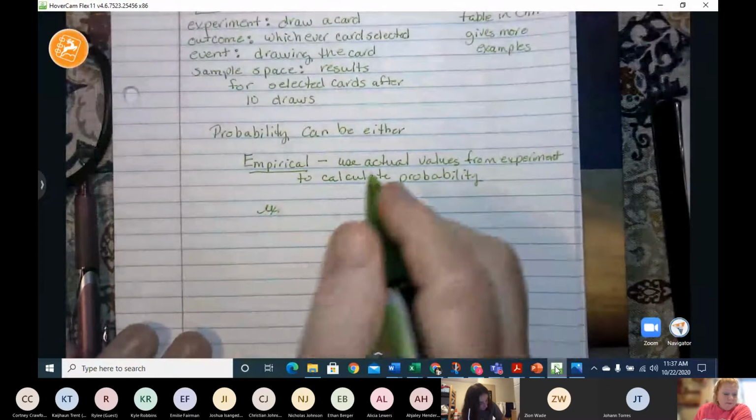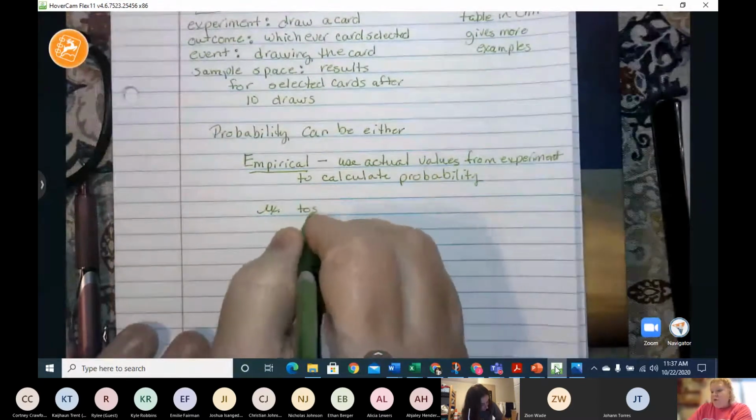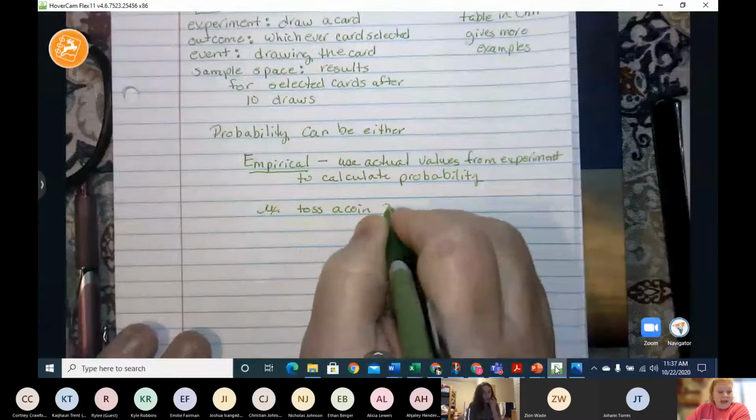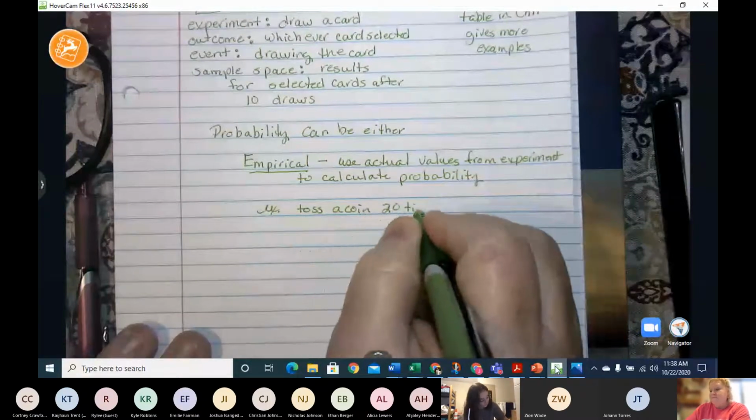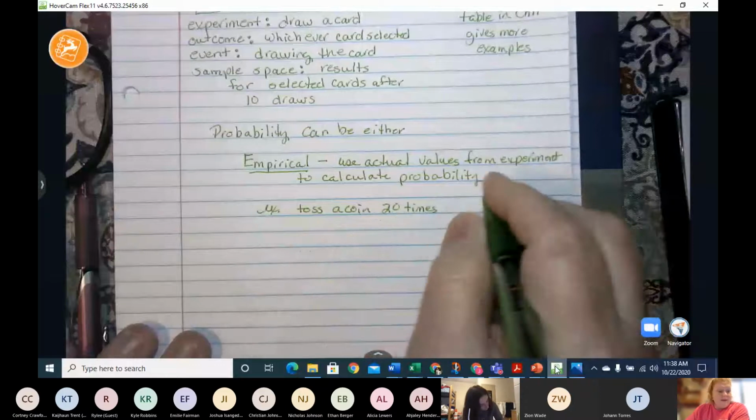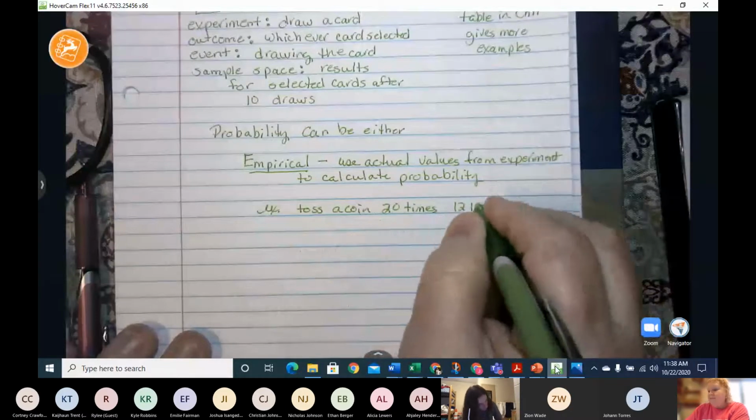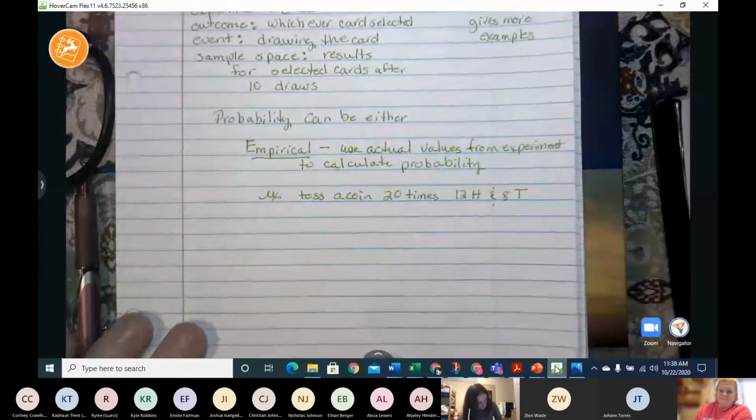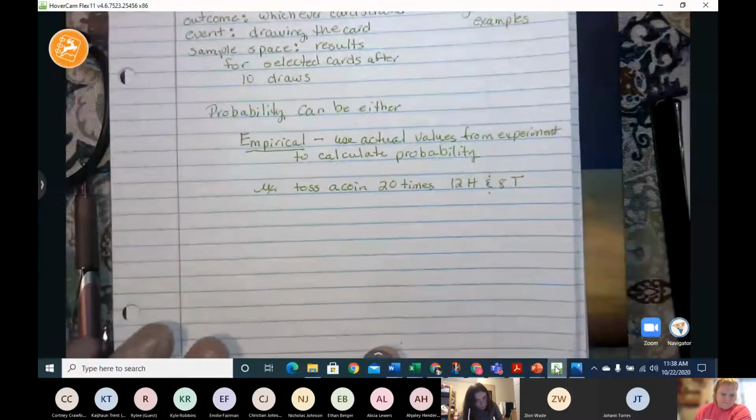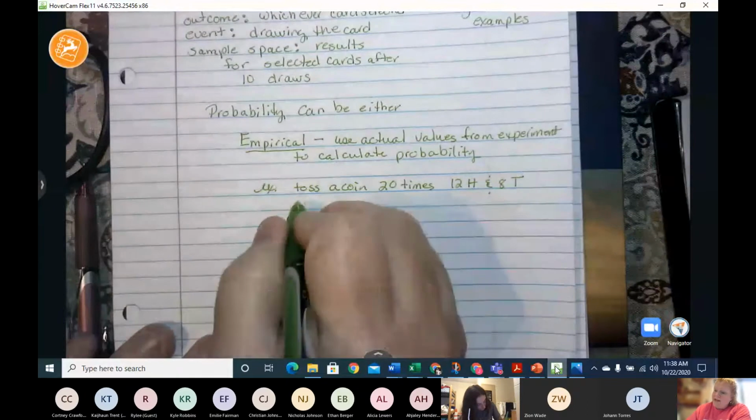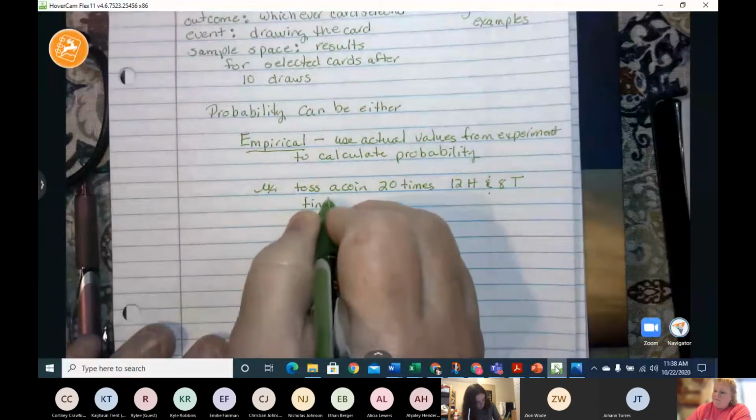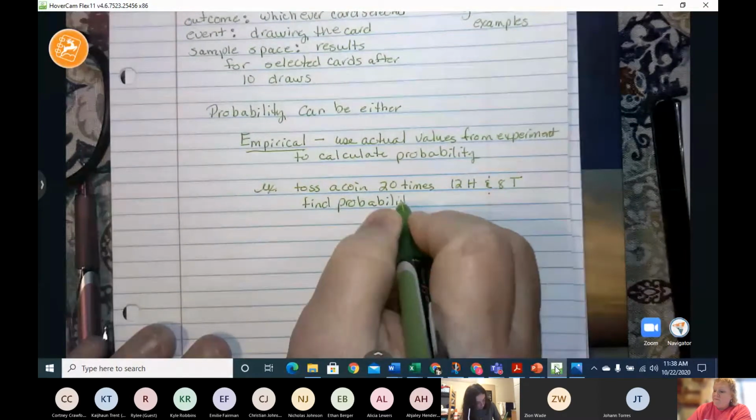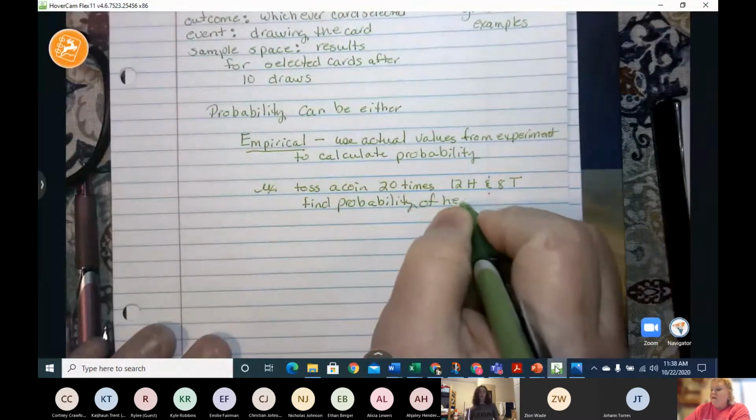For example, if I tossed a coin 20 times and got 12 heads and 8 tails, and I want to find the probability of heads.